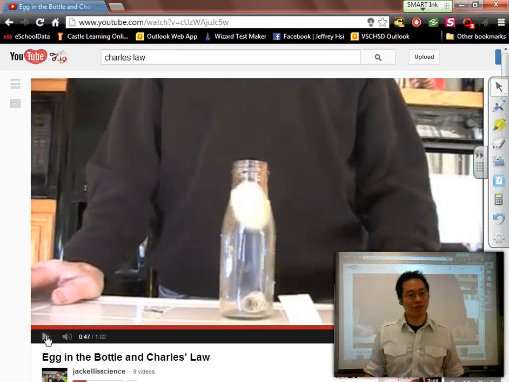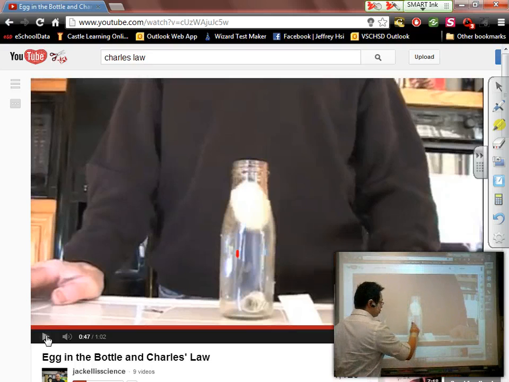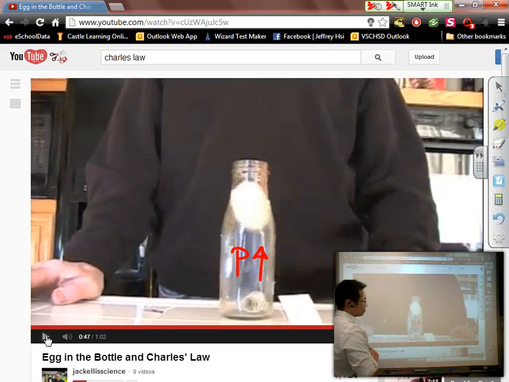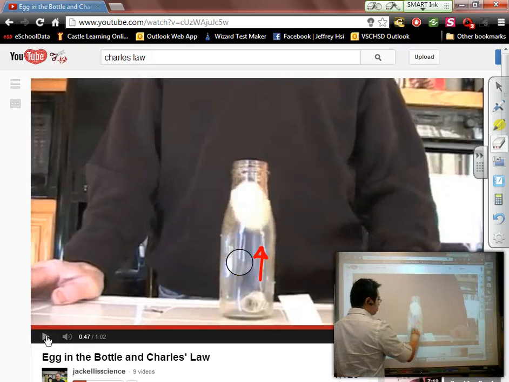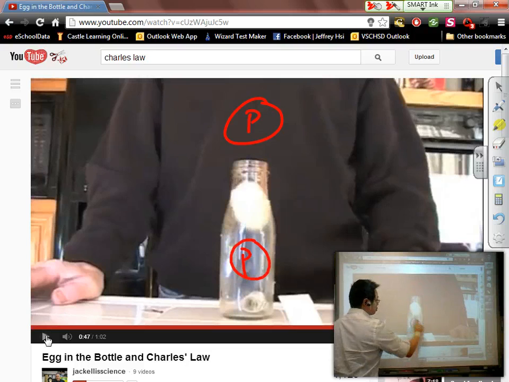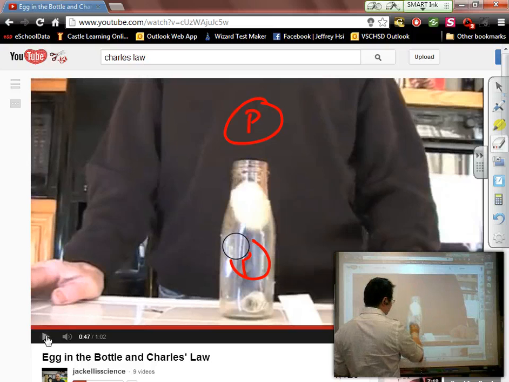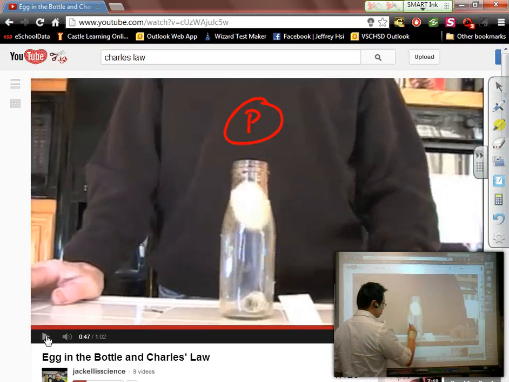So you guys saw right here the egg being sucked in. Why exactly did the egg just go in all of a sudden? Well, when the temperature was high, the pressure inside the bottle was very high. Okay? And when you have high pressure here and the gas was escaping out, then the two pressures were equal.